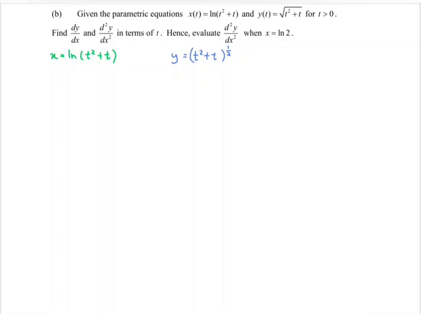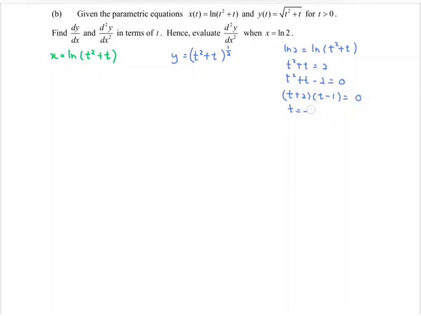So based on the situation given, if x equals ln 2, meaning that we have ln 2 equals ln(t squared plus t). Next, we compare the situation. We have t squared plus t equals 2. t squared plus t minus 2 equals 0. If we factor the situation, we have (t plus 2) multiplied with (t minus 1) equals to 0.